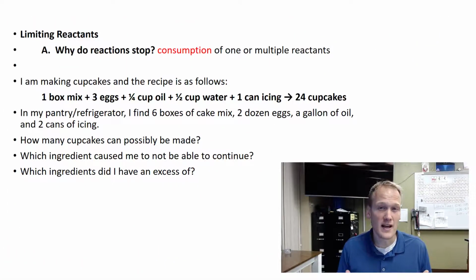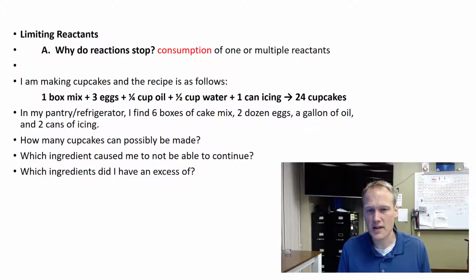One question we try to answer with stoichiometry is, why do reactions stop? The reason that a reaction stops is because it runs out of one of the reactants. It runs out of something that's feeding the reaction. We can use a baking analogy to help us understand this.